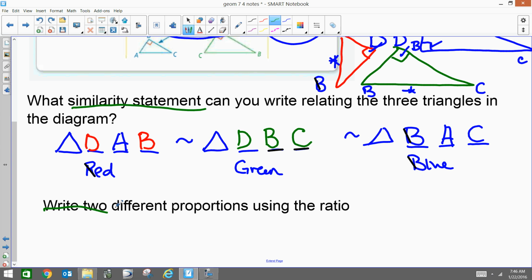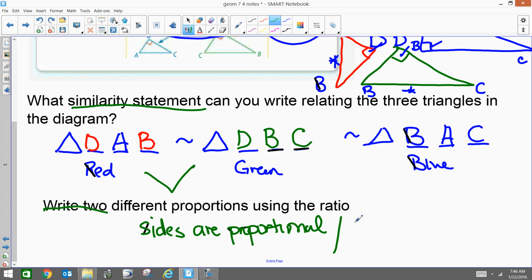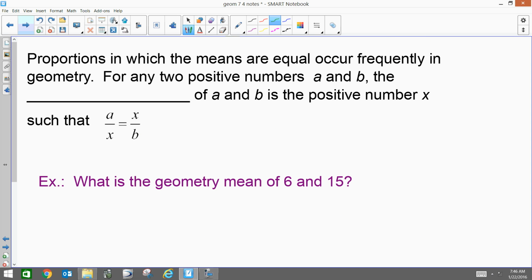Okay, remember, if you have similar triangles, you take any two and you write sides. Remember, the sides are proportional on similar triangles. Angles are congruent, just a reminder. All right, I like these, the corollaries coming up next.